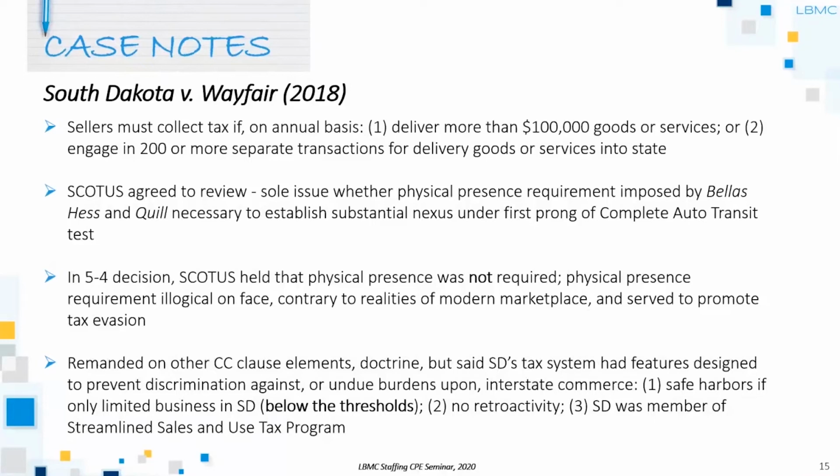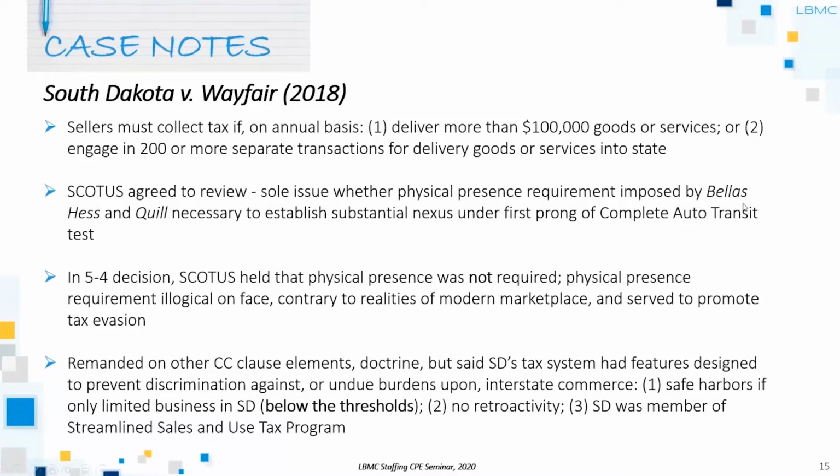Now, what the court looked for was really three things. They said, okay, the South Dakota law seems to be okay. There's a safe harbor. If you're below 100,000 or below the 200 transactions, then you don't have to collect tax. That's kind of a safe harbor, maybe for the smaller operators, the mom and pop shops. That was one of the things that was important to them. The other thing is that this law did not purport to go back retroactively to tax years that were long past, long since gone.